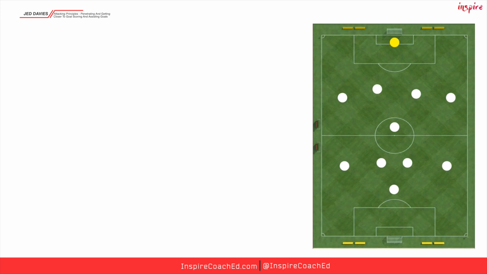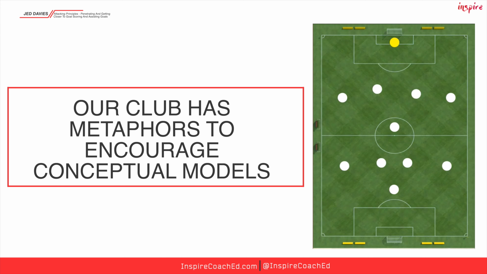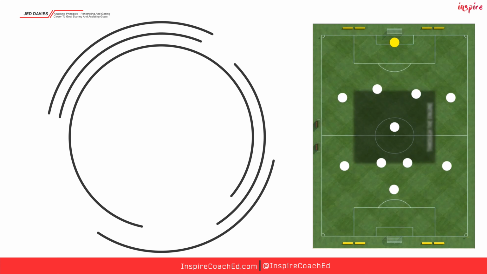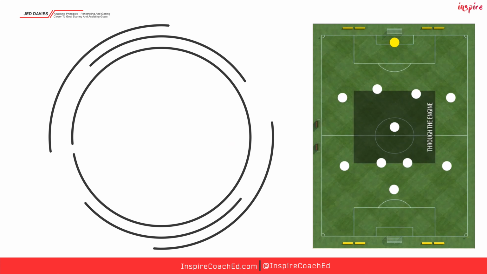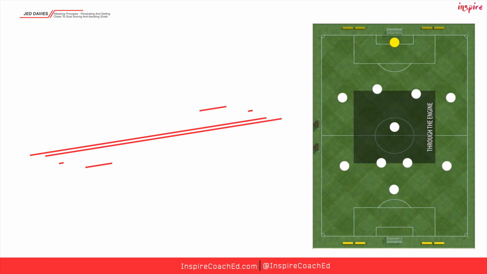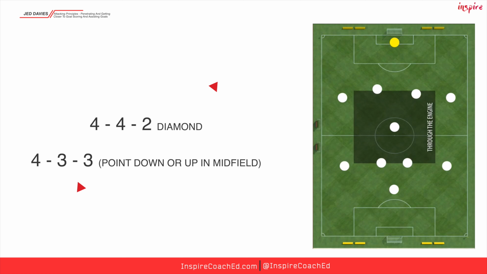And what we talk about at our club is we've got some metaphors, to encourage conceptual models. And one of them is the engine. So playing into your engine. Now I've shown the opposition here. The opposition are 4-1-4-1. I haven't put our team on. So our team might play 4-4-2 diamond. They might play 4-3-3 with point down, point up in midfield.